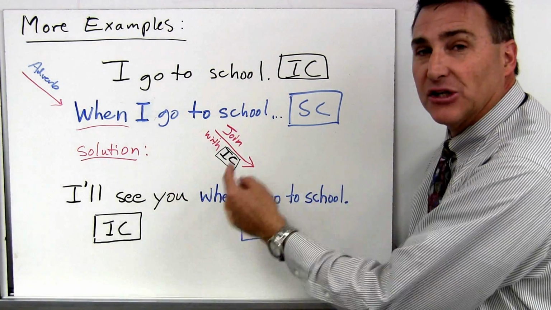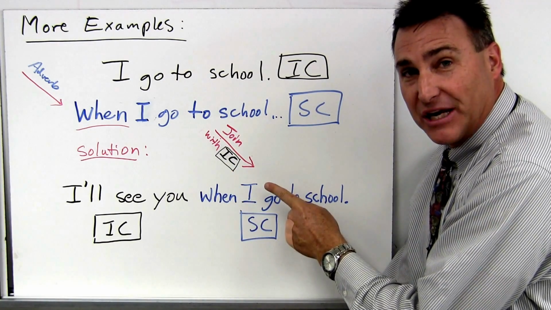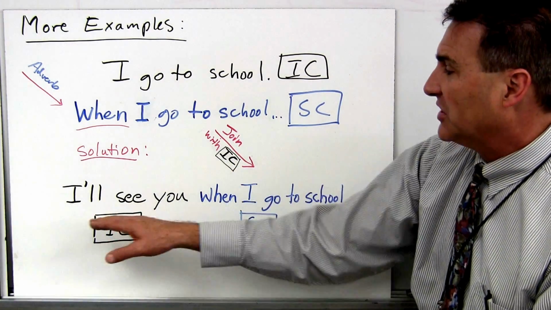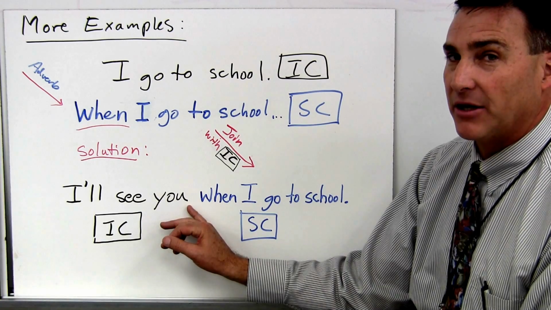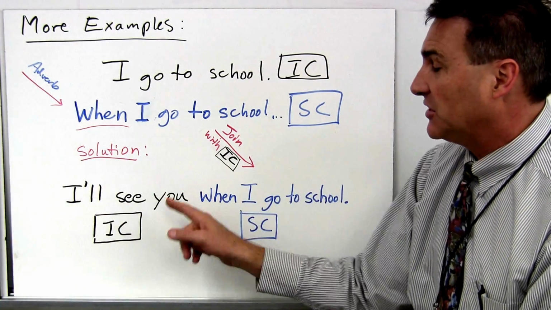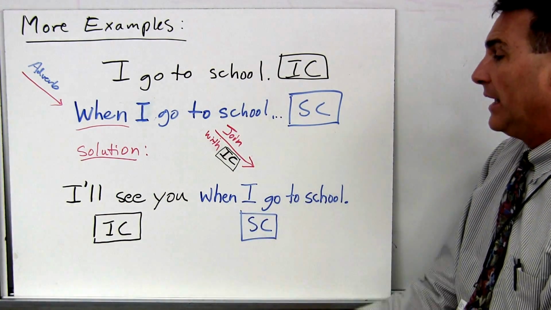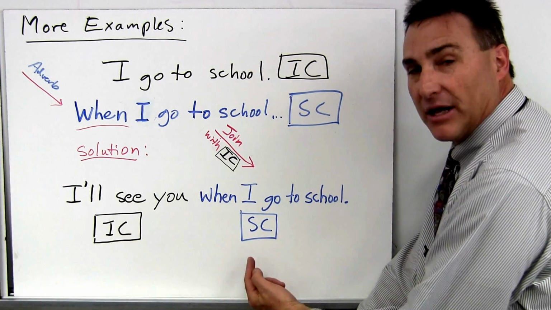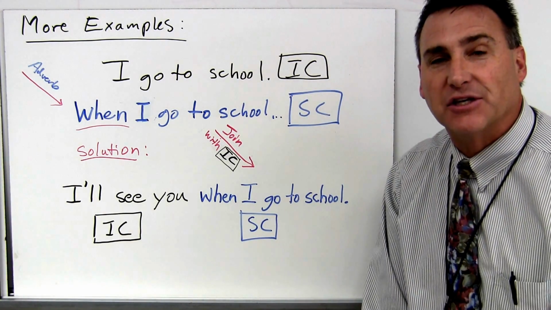The solution again is to join it, like last time, with an independent clause. I'll see you. That's a simple independent clause, a simple sentence. I'll see you when I go to school. And now independent clause plus subordinate clause again gives us a complete thought.